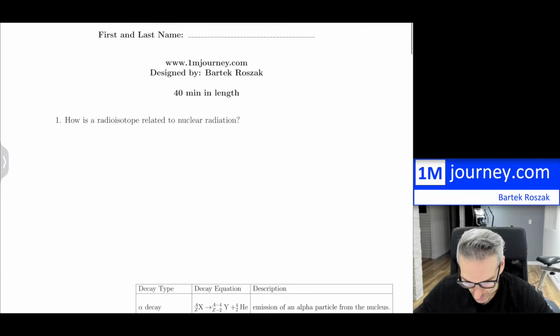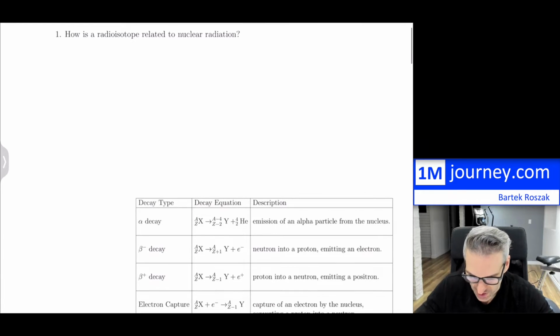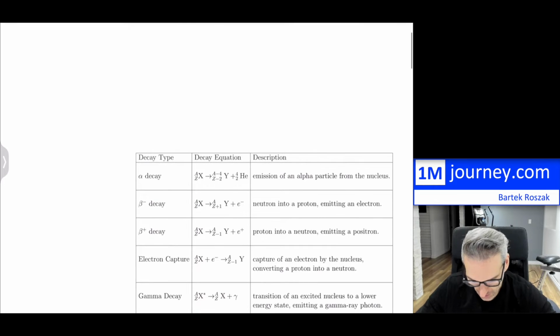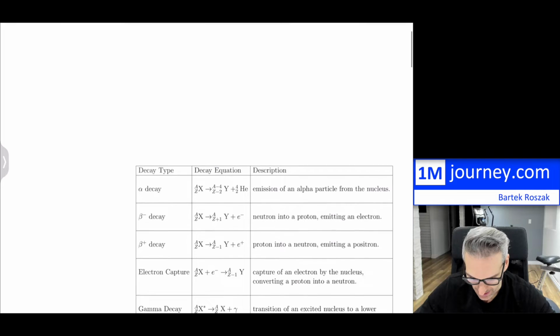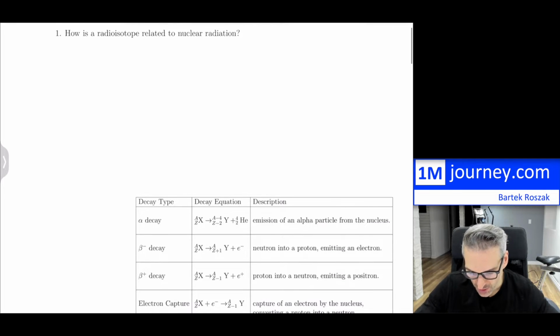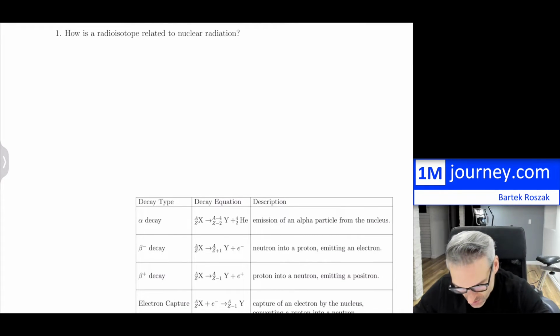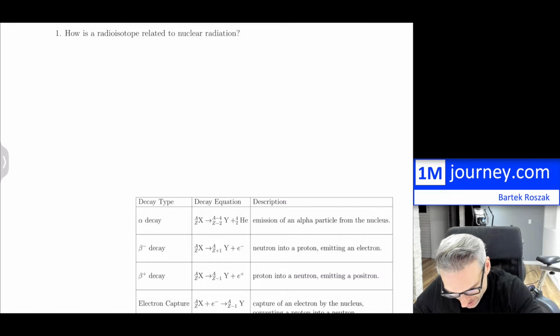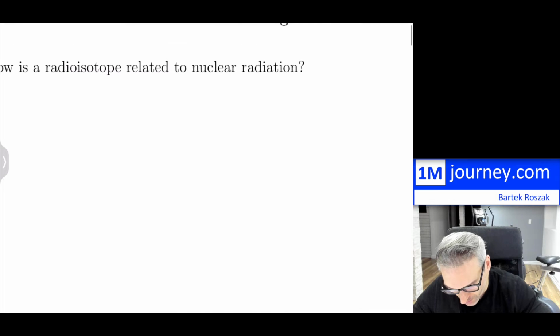So here's the first question that I have for you: how is a radioisotope related to nuclear energy? Now, there's a table in here of the various nuclear reactions that can take place. I want to tie this into this question. So first of all, radioisotope. My assumption is that you do understand what an isotope is.